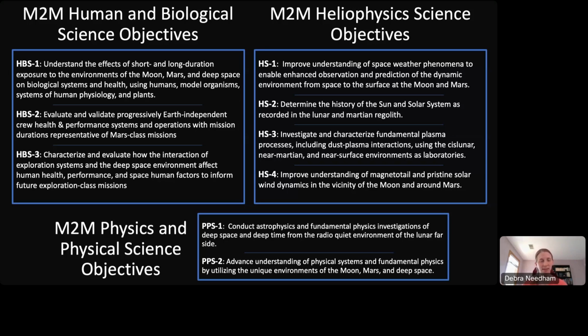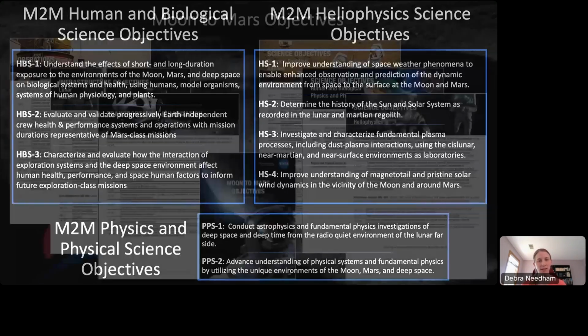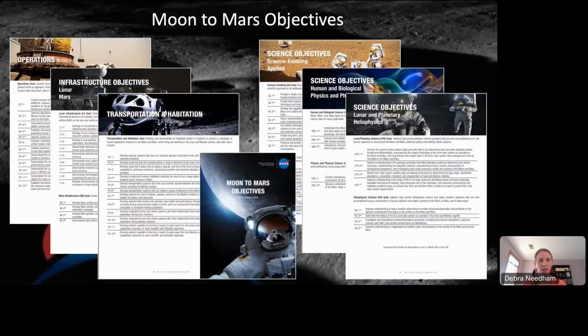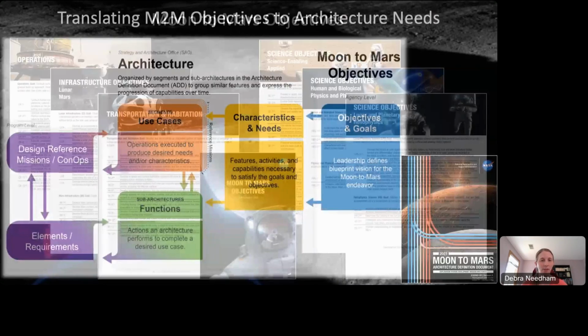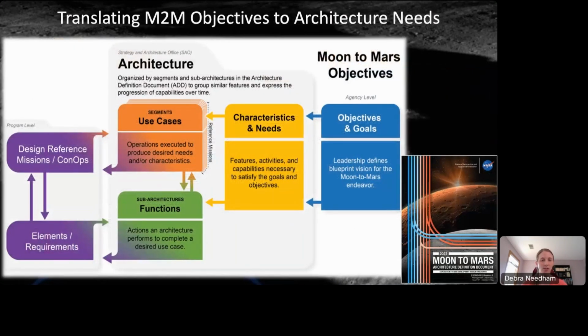If we go to the next slide, this is just a summary of all of the objectives. You've already seen this, so I'm not going to dwell on this chart, but just showing how many objectives we are tracking. So it's a very complex architecture, complex system, but ultimately we're trying to build an architecture that can support the objectives.